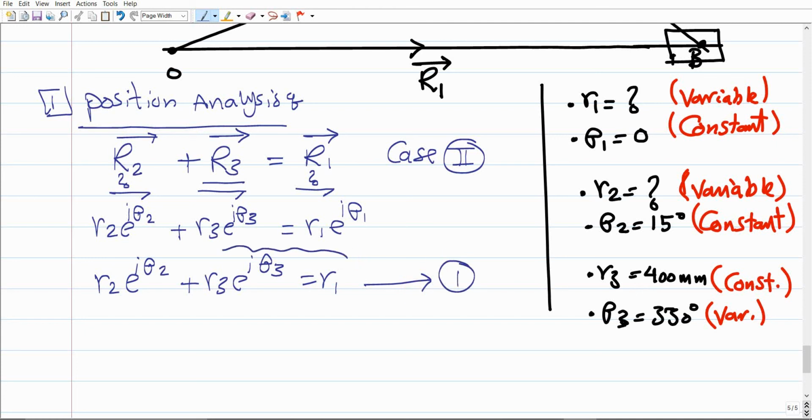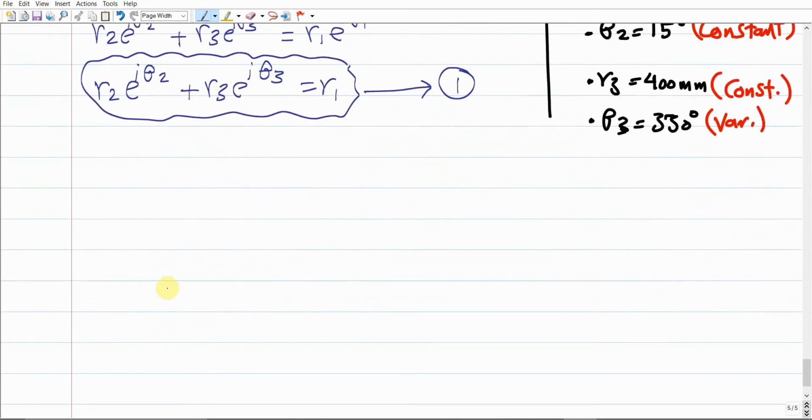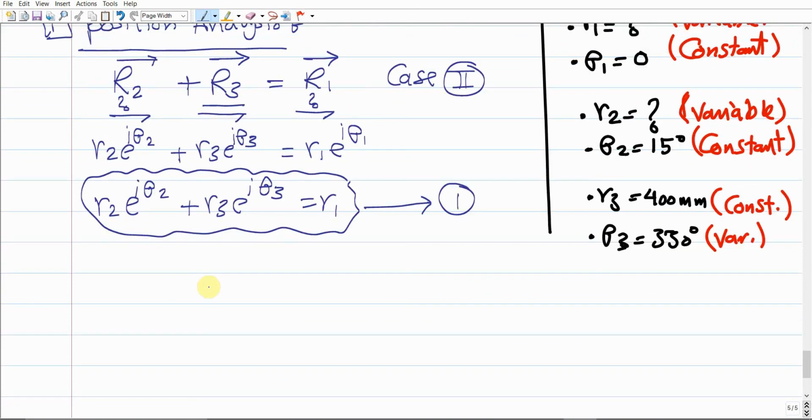So this is the loop closure equation in the exponential form, and we need this form. Why? Because this is the equation that we are going to differentiate to come up with the velocity equation, and if we differentiate one more time, we come up with the acceleration equation. Make sense? So equation 1 is a big deal to us. Then stick to the procedure of case 2.